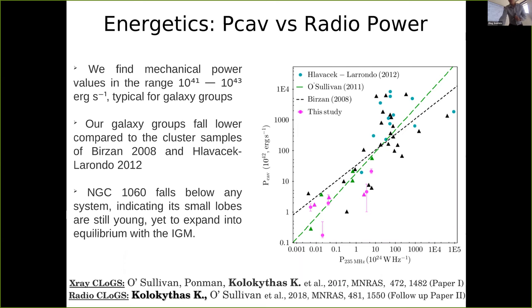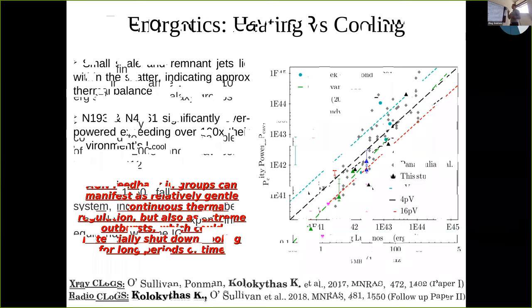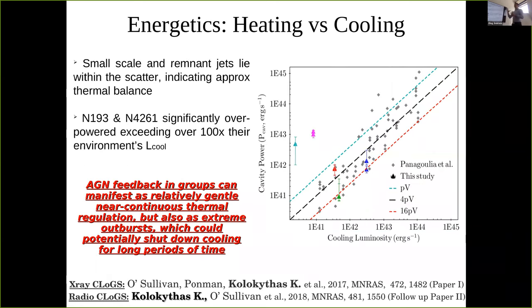But what is more important is the energetics, the comparison between the heating that the AGN produces and the cooling from the X-ray emission. We are able to do that by knowing the cooling luminosity from the X-ray emission of the gas in each group, and the cavity power we get from the gas that has been moved by the AGN jet. We find that the small scale jets and the remnant jets lie within the scatter, indicating approximately thermal balance.